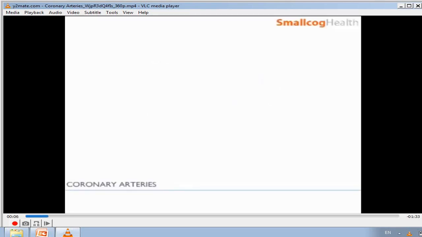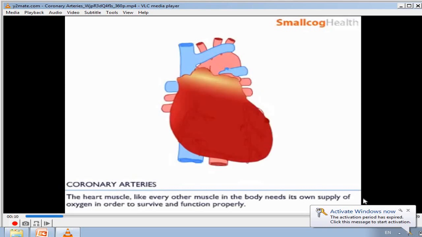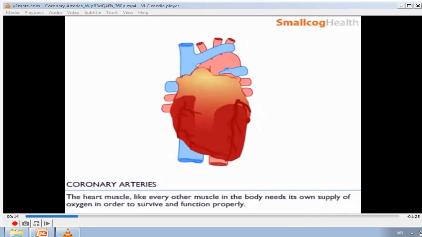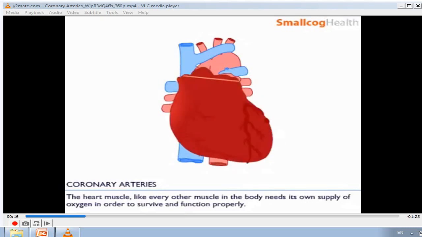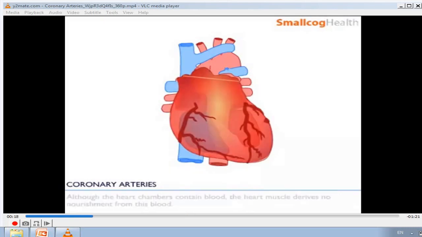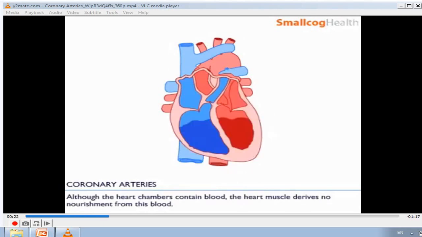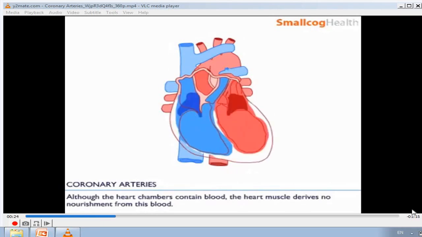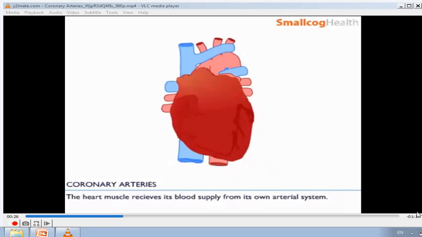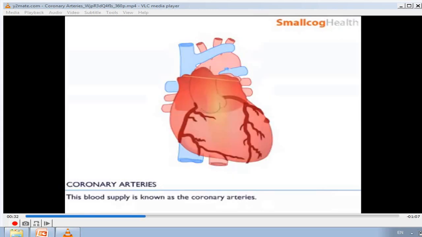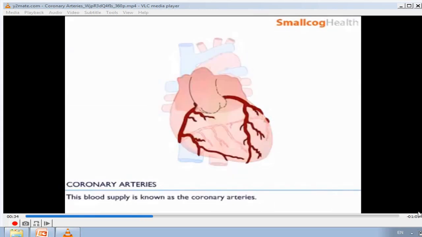The coronary heart arteries. The heart muscle, like every other muscle in the body, needs its own supply of oxygen in order to survive and function properly. Although the heart chambers contain blood, the heart muscle derives no nourishment from this blood. The heart muscle receives its blood supply from its own arterial system. This blood supply is known as the coronary arteries.